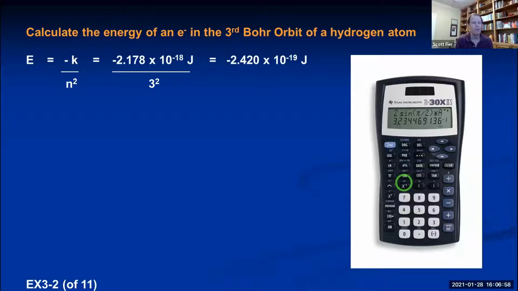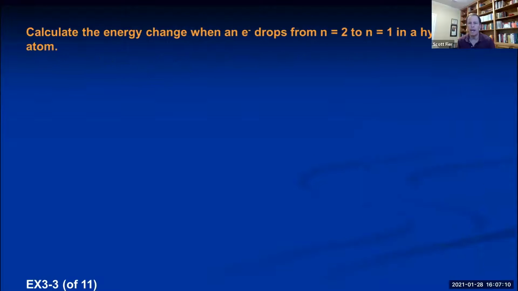It's a negative value. That means the electron is undergoing attraction when it's in the 3rd Bohr orbit of a hydrogen atom. So that's how you use the Bohr equation. Now let's talk about the type of calculations you're going to be doing in the lab today. You're going to be calculating the energy changes when an electron drops from one Bohr orbit to another. So I'm going to do one example calculation of that.